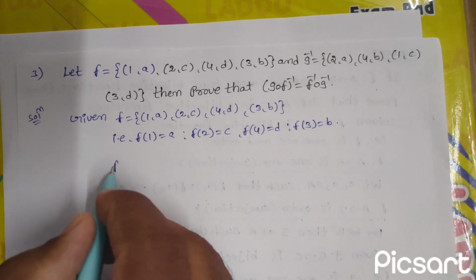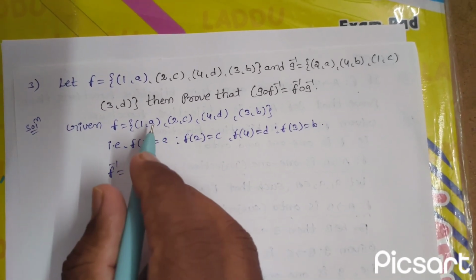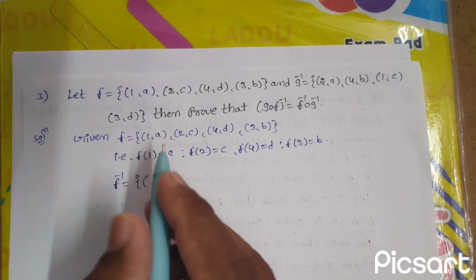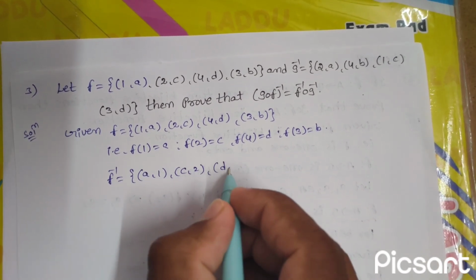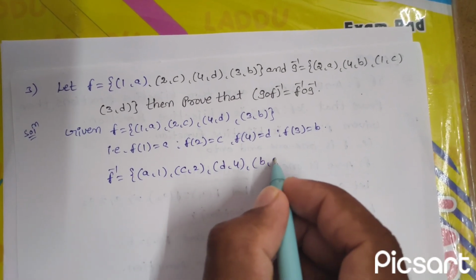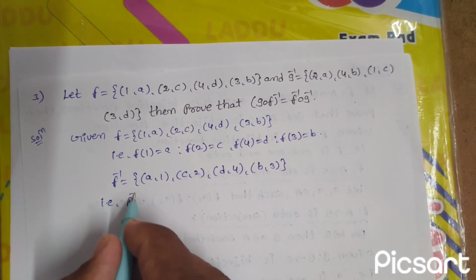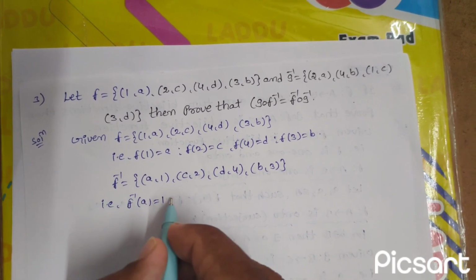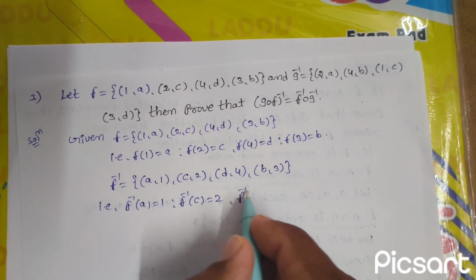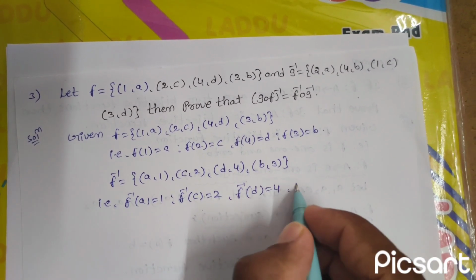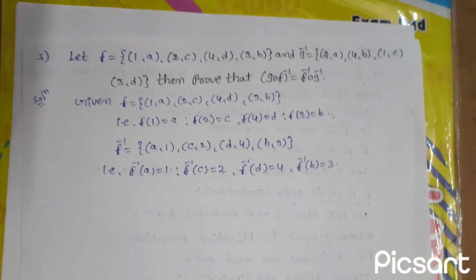Here f inverse mapping is where domains and codomains are interchanged. That is a comma 1, c comma 2, d comma 4, b comma 3. That is, the function mapping is f inverse of a value is 1, f inverse of c value is 2, f inverse of d value is 4, f inverse of b value is 3.